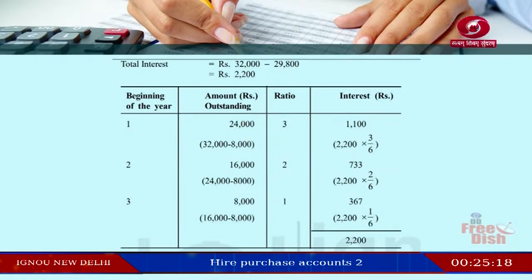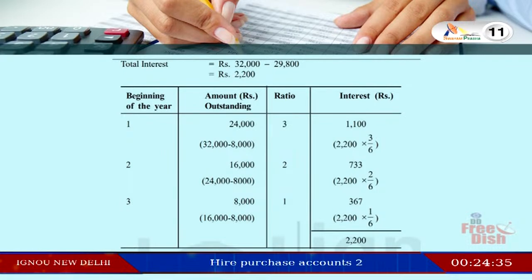Based on this, now we have to ascertain the amount of interest which is included in each annual installment. It's very simple: in the beginning of the first year the total amount outstanding is rupees 24,000, because the total hire purchase price was 32,000 and out of 32,000, rupees 8,000 were paid to the hire vendor immediately as down payment. Therefore at the end of the first year the outstanding amount was 24,000.